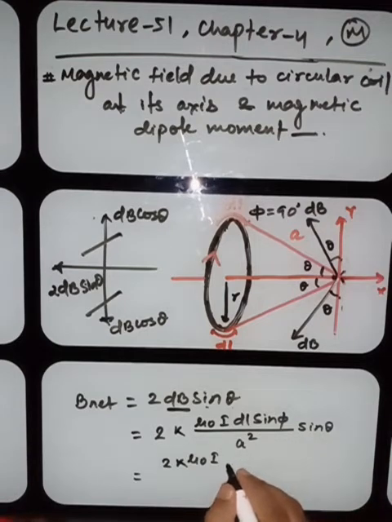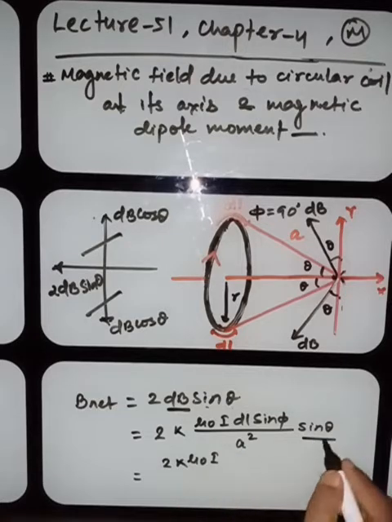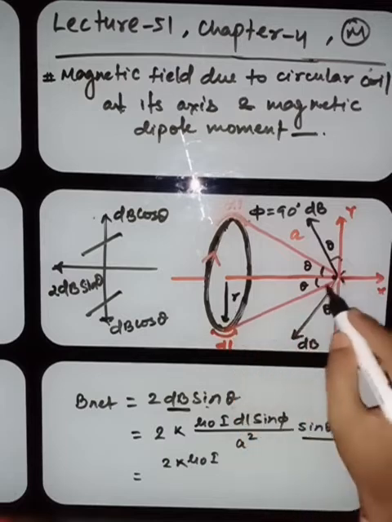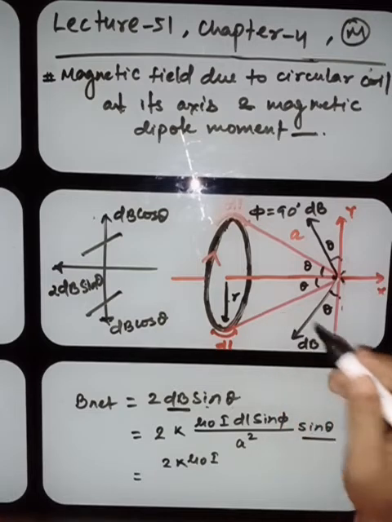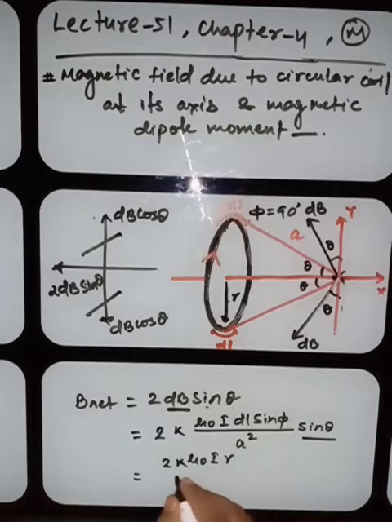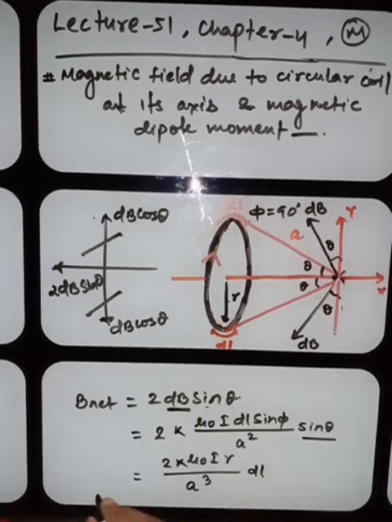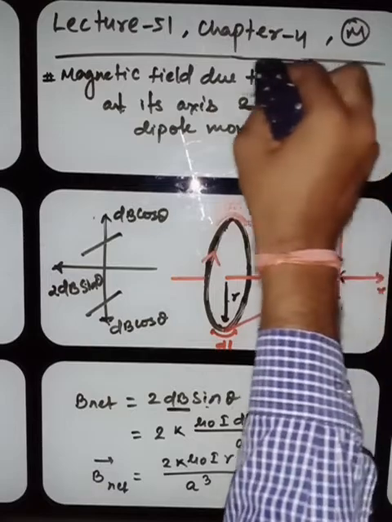So the dl, and the value of sine theta we can put, since this is not variable, this is constant. Using this triangle, sine theta will be perpendicular by hypotenuse. The perpendicular is r, the hypotenuse is a. So we can write r by a, already squared, so it is r over a cubed into dl, and this is B net. In which direction are we getting it? Along the I direction. Now integrate it, and you will have the answer. This is very simple.